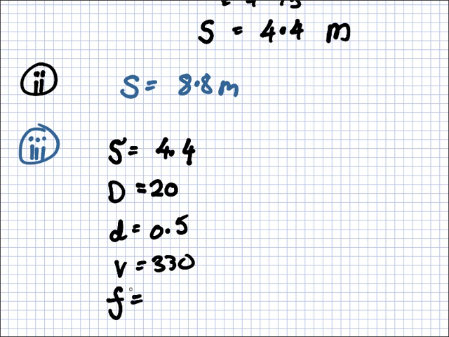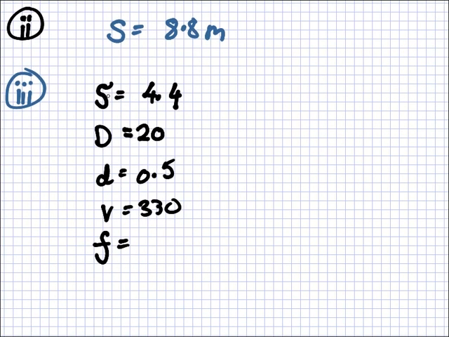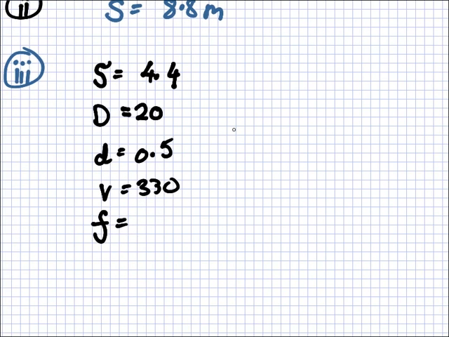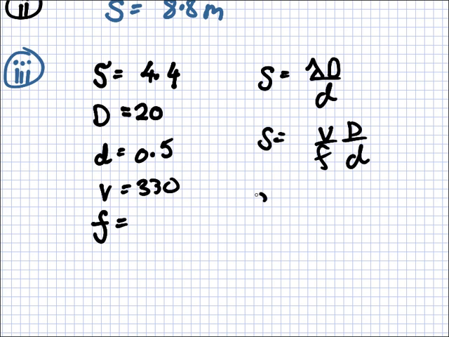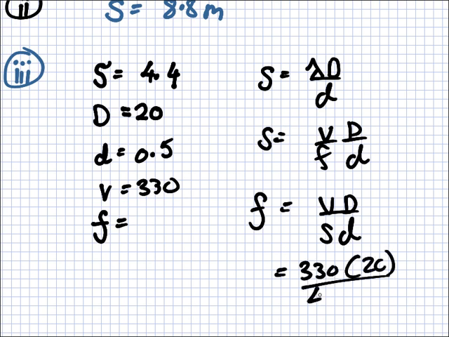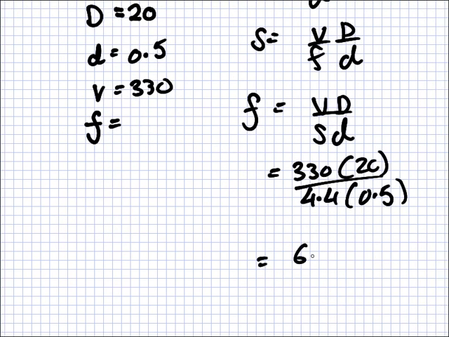Okay? So I want you to calculate the frequency. So I'll repeat the information. S is 4.4. Big D is 20. Small d is 0.5. V is 330. What must the F be? I'm calculating it by pen and paper here.